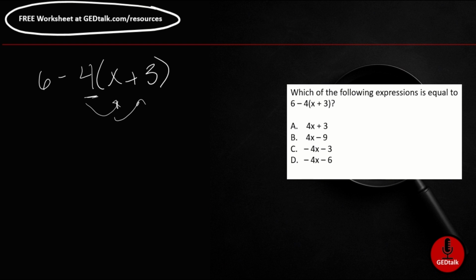So negative 4 times x is negative 4x. Negative 4 times positive 3 will give me negative 12. And I'm going to bring the 6 down. I notice that there are two like terms, the 6 and the 12, and I'm going to combine that. So 6 minus 12 is going to give me negative 6, and I bring the negative 4x down, and I get negative 4x minus 6. Which answer choice is that, folks? And we see that that is letter D.